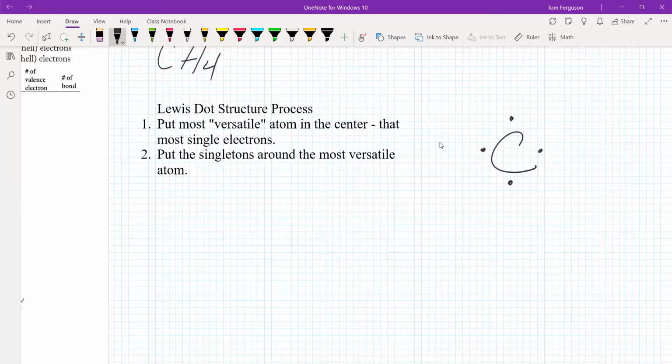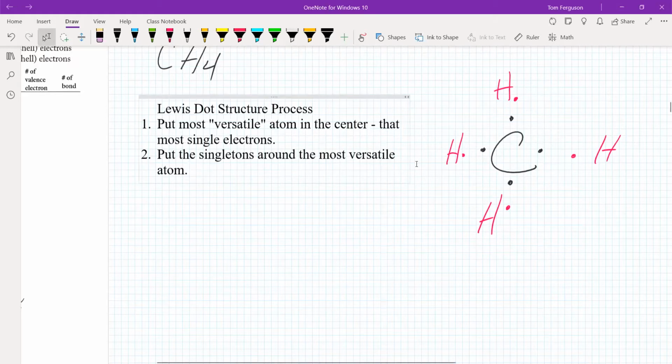Now I'm going to be putting a whole bunch of worksheets on to practice Lewis dot structures. I don't think I've done that yet, but I'm going to put them on right when class is over today, just to give you lots of extra practice on this. Then it says put the singletons around the most versatile atom. That's the hydrogens. I'm just going to put them around.